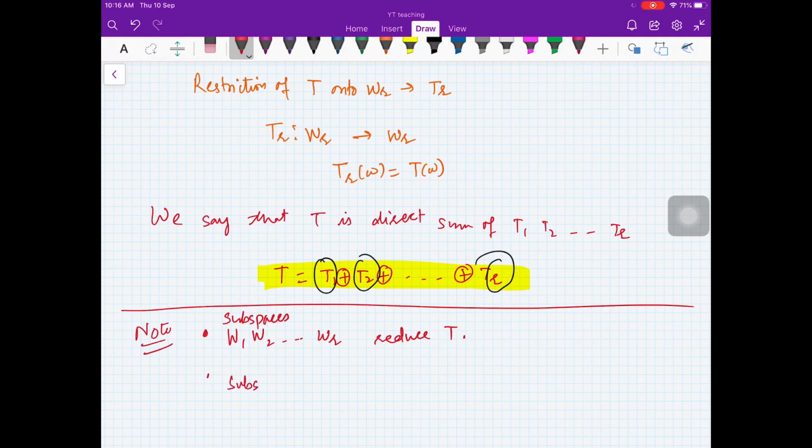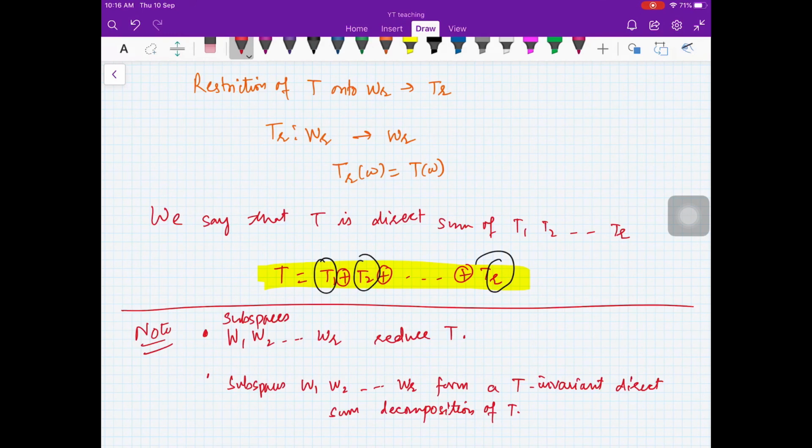We say that subspaces W1, W2, WR form a T invariant direct sum decomposition of V. So this is how we define the T invariant direct sum decomposition of, sorry, not T here, here it will be V, because we are talking about a vector space. So this is a T invariant direct sum decomposition of V.